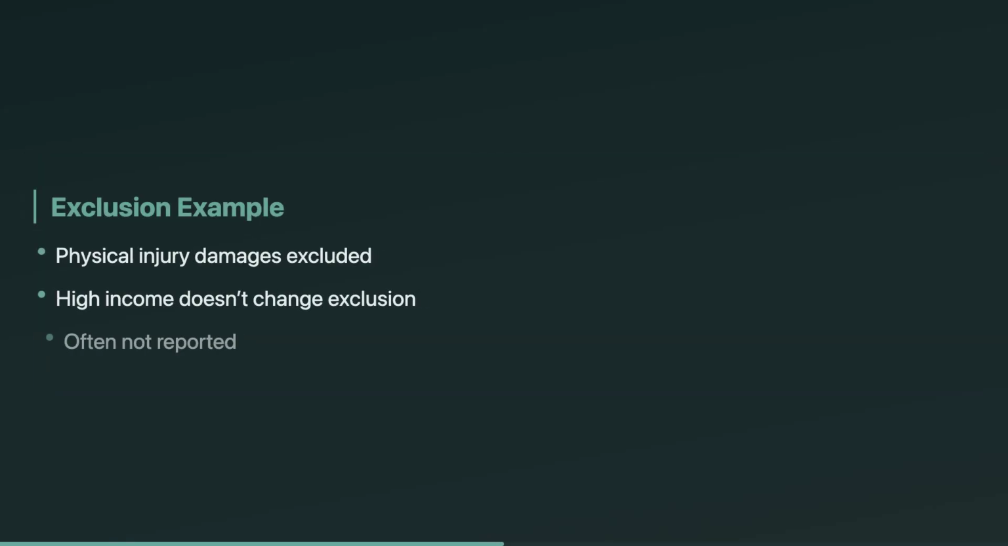Think about Marcus, the superstar with millions of taxable income. Lots of deductions and credits get phased out for him, but he gets a $95,000 settlement for physical injuries. That's excluded. It stays excluded no matter how high his income is, and typically it's not even reported. The exam loves this contrast. Exclusions are about the type of income, not the taxpayer's bracket.